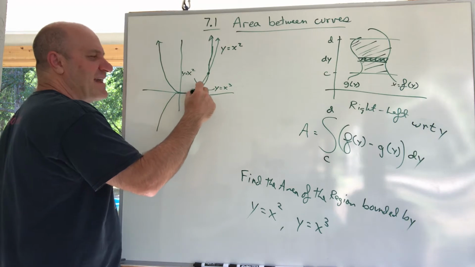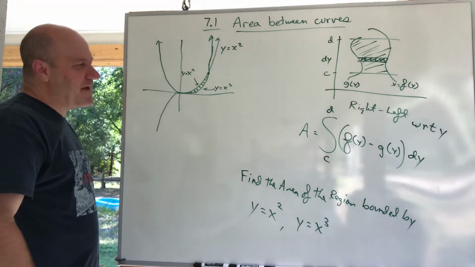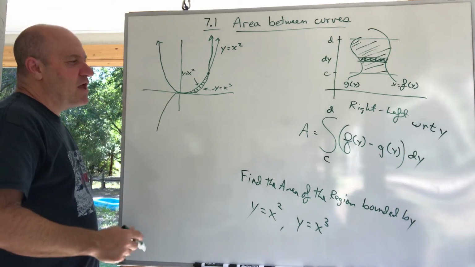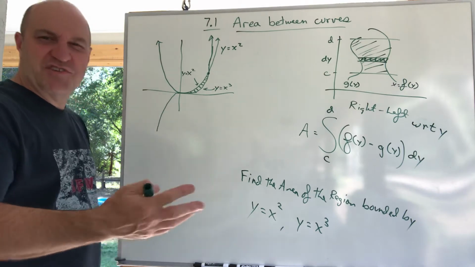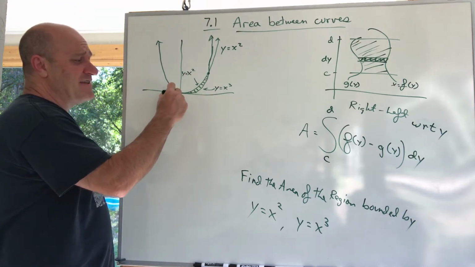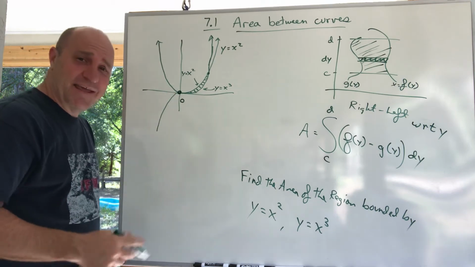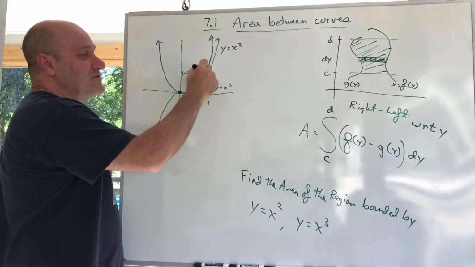And I'm looking for this area, this little sliver of area there. I could blow that up. You can see it. I'd like to know where they intersect. It's really easy to tell where they intersect. Sometimes you can just guess. When x is 0, they're both 0. Yeah, they intersect at x equals 0. Guess what? When x is 1, they're both 1. So they intersect when x is 1.